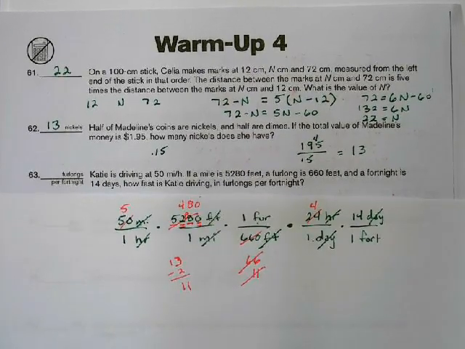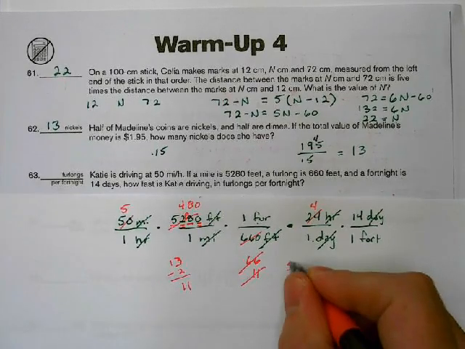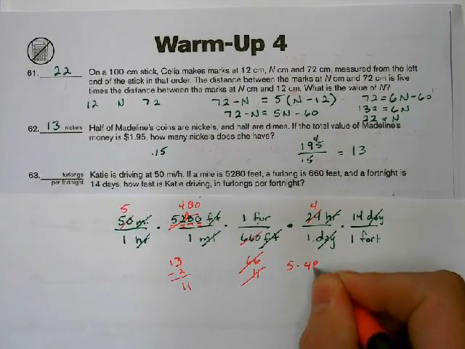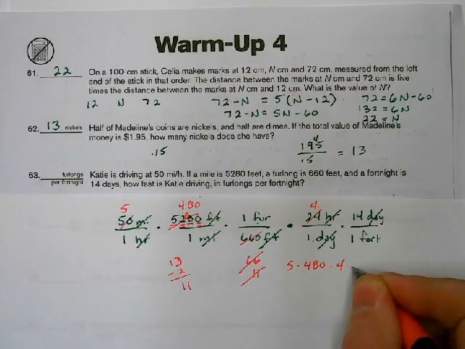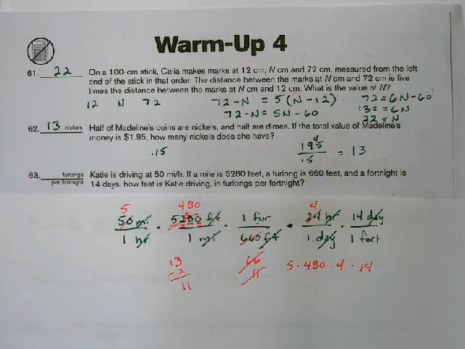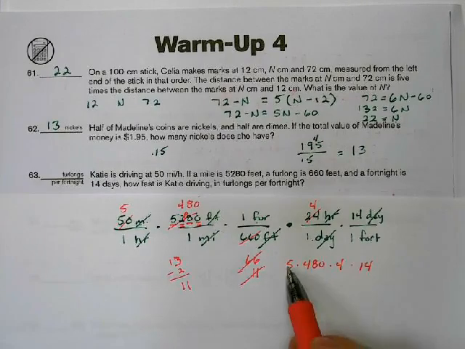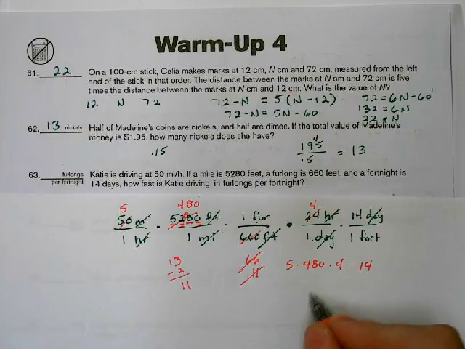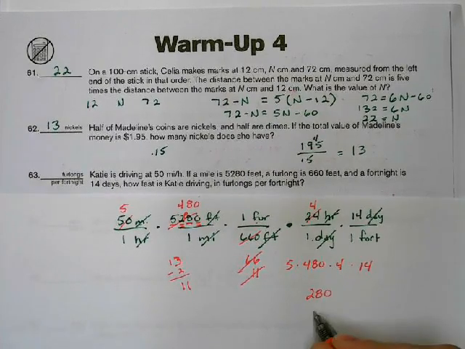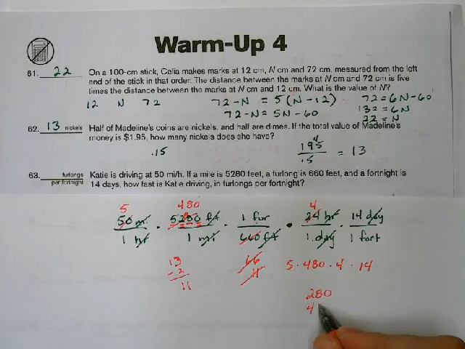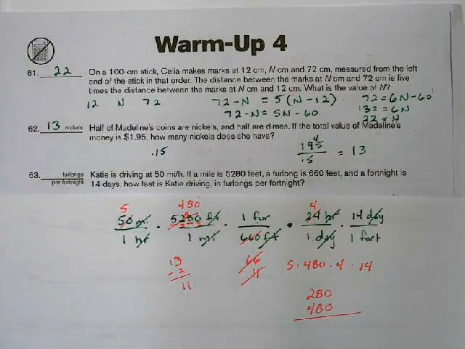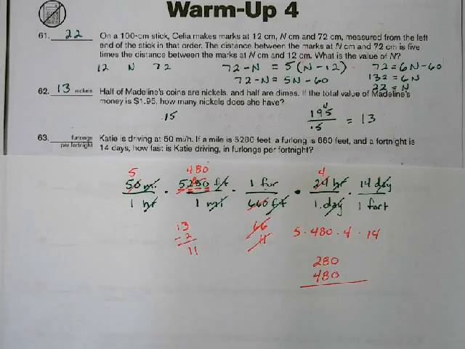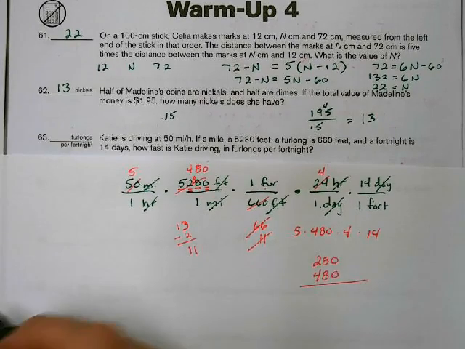Okay, so what am I left with? 5 times 480 times 4 times 14. So I've got 5 times 4, 20. 20 times 14 is 280. So now I just have to do 280 times 480. And then once I do that multiplication, I have my answer. I'm not going to do it for you right now. I already did this earlier. The answer ends up being 134,400.